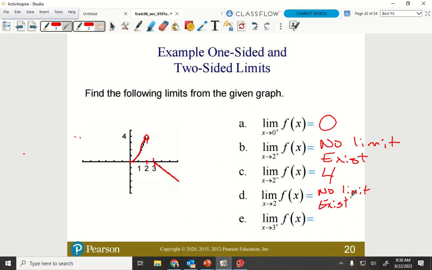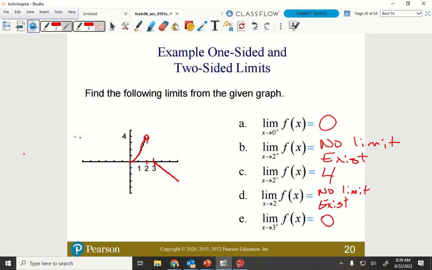Now, the limit as x approaches 3 from the right side. X approaches 3 from the right side. 0. It is going to be 0 because that's what I'm looking for. I'm looking for my y values there. As it's approaching 3 from the right side, my y value is going to be 0. Does that make sense? Yeah.